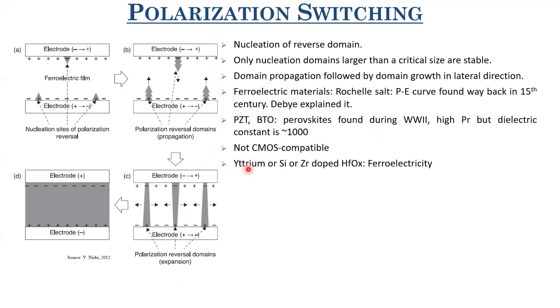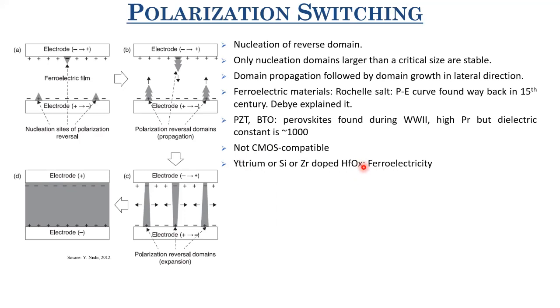Why? Because of the development of impurity-based HfOx. If HfOx or HfO2, which is a high-K dielectric usually used in your MOSFET, is doped with yttrium or silicon or even zirconium, which is called HZO, then it shows some amount of ferroelectricity. So you obtain that PE curve.